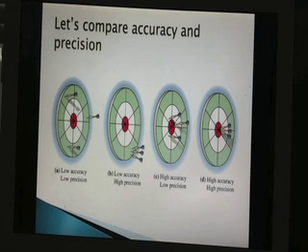Well, dartboard C, which is the third one over, has pretty high accuracy. Those darts are all pretty close to the true value, the bullseye, but it has low precision. Those darts aren't close to one another. And the final dartboard, the one on the far right, D, has high accuracy, hitting the bullseye every time, and high precision because the darts are agreeing with one another. They're all in the same region of the dartboard.